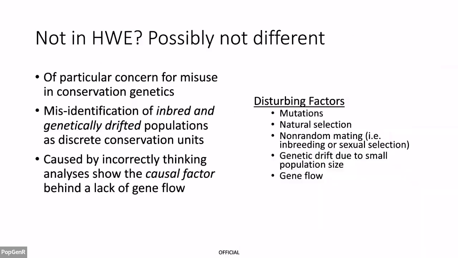That's frogs. Okay. But if they're not in Hardy-Weinberg equilibrium, you need to be careful because you could end up having the misidentification of inbred and genetically drifted populations identified as discrete conservation units. And that's by thinking that analyses that show you structure also illustrate the causal factor behind what's creating that structure. So you have to be very careful.